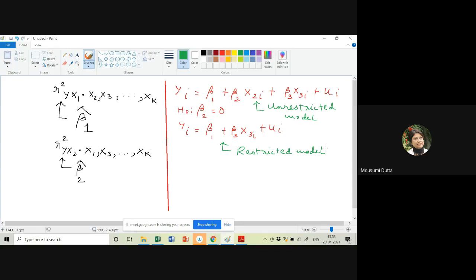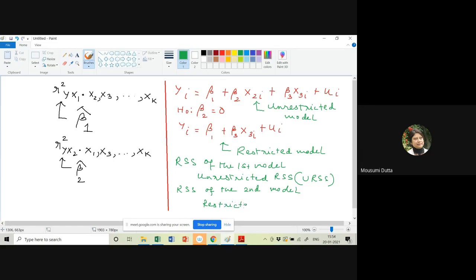Okay. The RSS of the first model is called the URSS, whereas RSS of the second model is called the RRSS. So this is the idea.